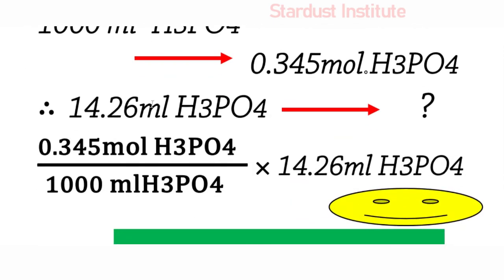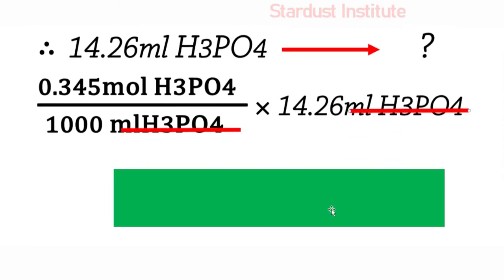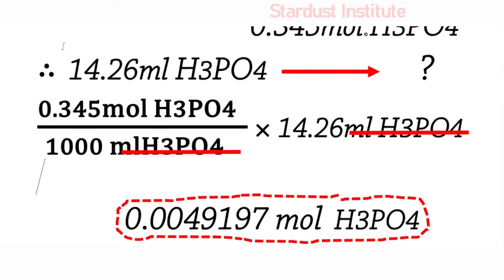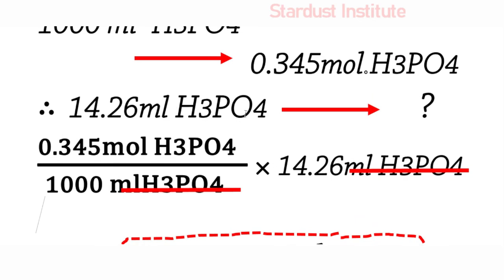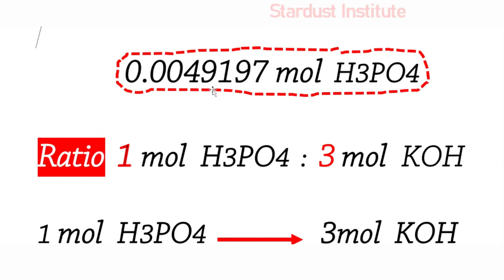In this way, we should cancel out units. Milliliter phosphoric acid, milliliter phosphoric acid. Then we get 0.0049197 moles of phosphoric acid. In 14.26 milliliters of this phosphoric acid solution, there are 0.0049197 moles of phosphoric acid.